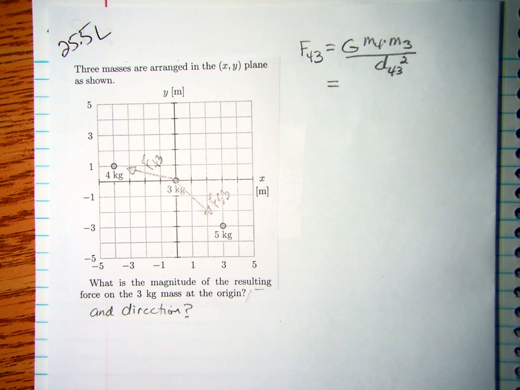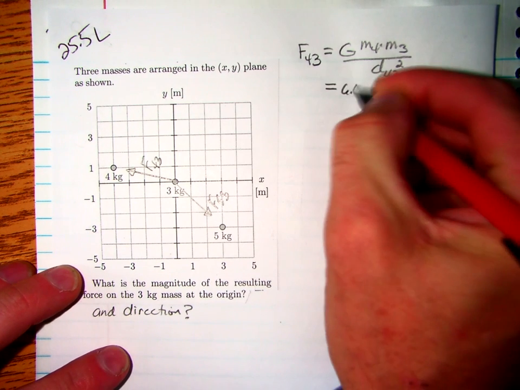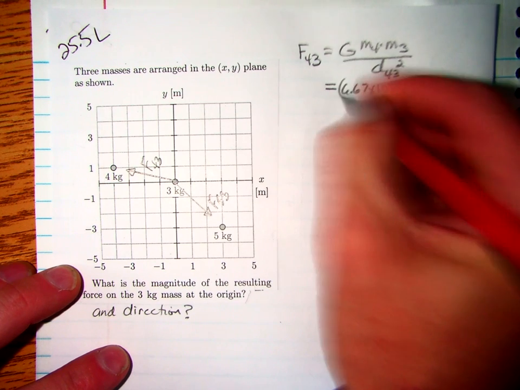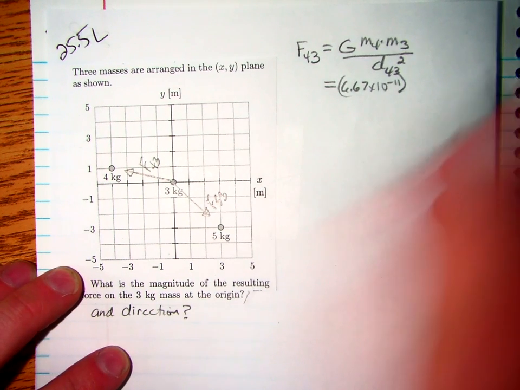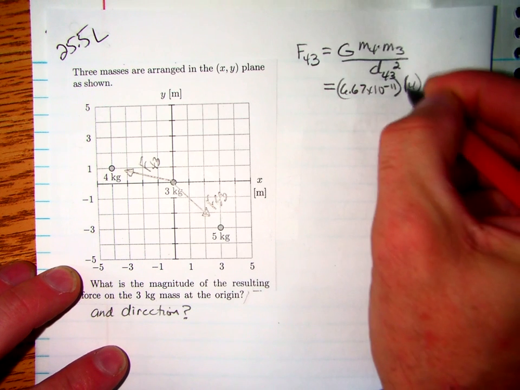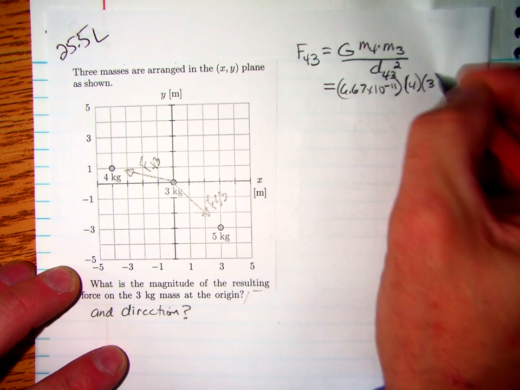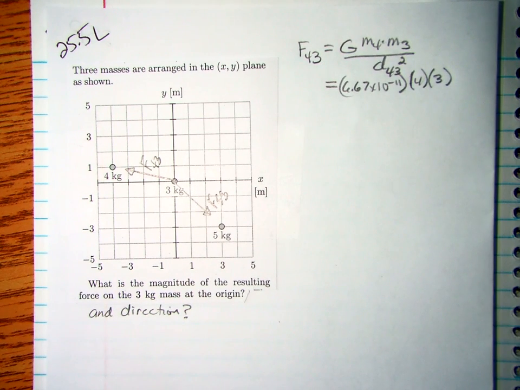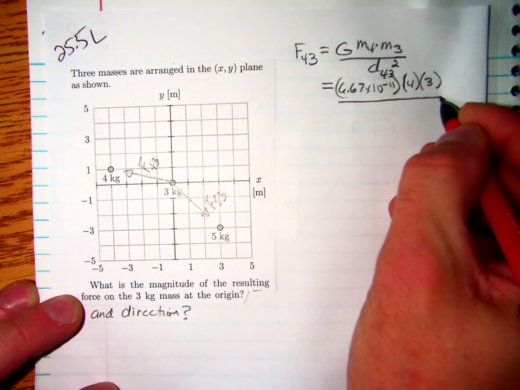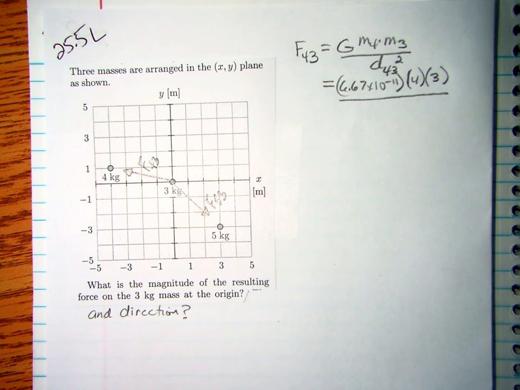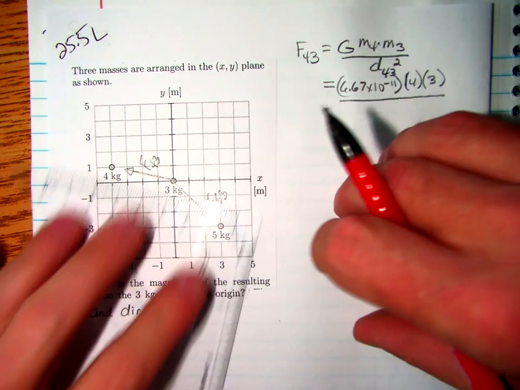All right, so G is 6.67 times 10 to the minus 11. The mass of 4 is 4, and the mass of 3 is 3 kilograms. And the distance between them, we need to use our geometry, which is what? The distance formula. Wow, that's great. So we're going to use the distance formula. We're going to break out the Pythagorean theorem, and we're going to solve for the length of the hypotenuse of this right triangle.